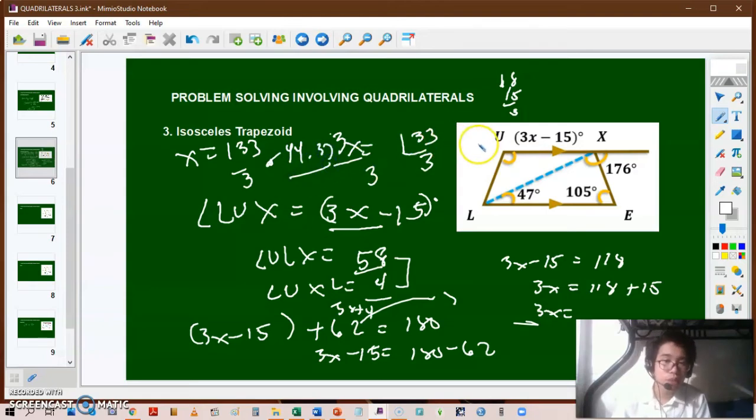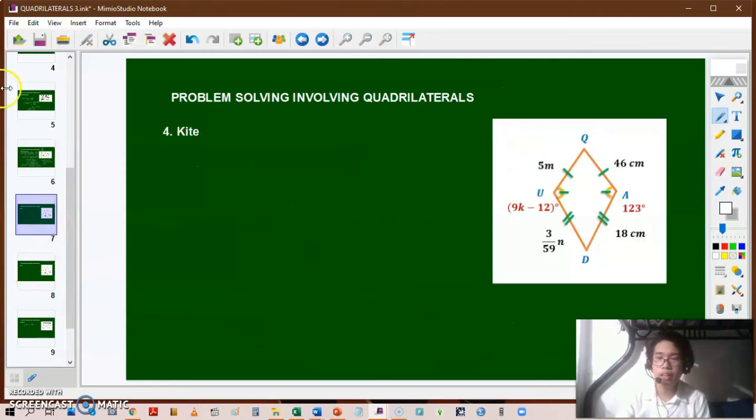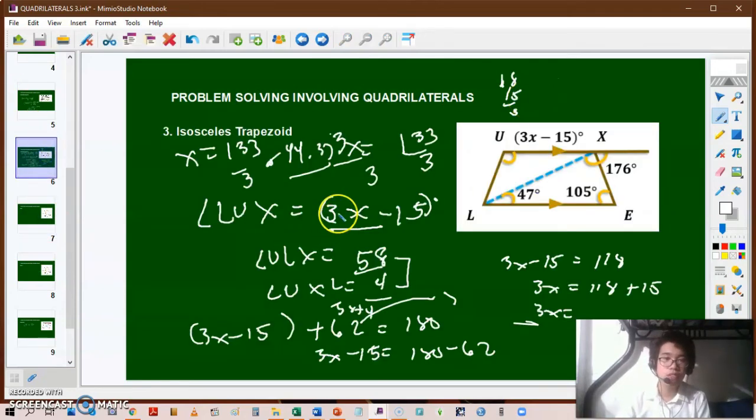So now we can get the measurement of angle u. Angle u measures 3x minus 15. So that's going to be 3x minus 15, and then we have to substitute the value of x, which is 133 over 3. This is the one that we have to substitute because it's a fraction. So this is the measurement of angle u.